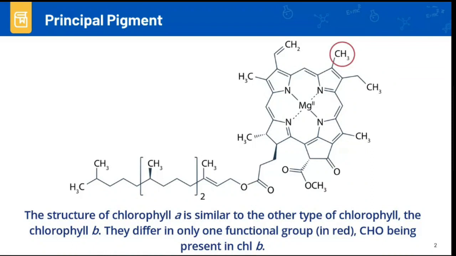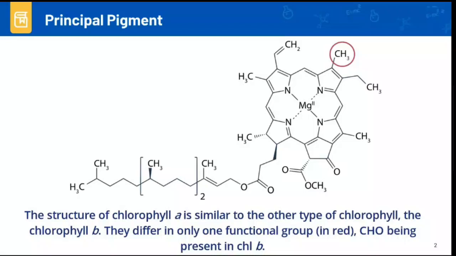This allows the chlorophyll A to transfer the energized electrons to other organic molecules to be stored in the form of your chemical energy. This is the premise by which plants can trap or capture solar energy for food production.